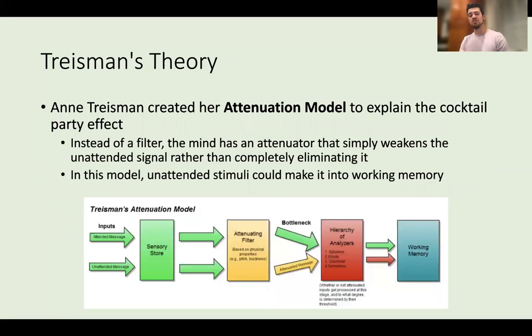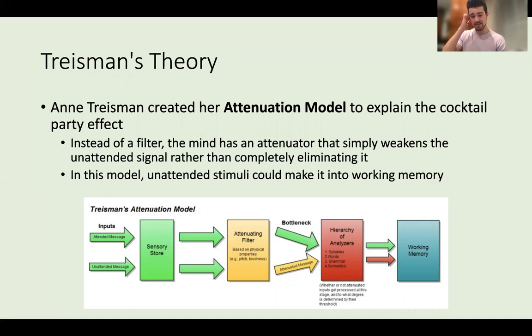So Treisman decided to create a model to try to explain the cocktail party effect, or how any information from that unattended channel is getting through. Instead of a filter, like Broadbent said, she believed the mind has an attenuator that simply weakens the unattended signal rather than completely eliminating it. So right over here, with this attenuating filter instead of a regular filter, the bottleneck can actually let multiple inputs through. Some might be weaker than others based on where we were focusing our attention. The channel that we're focusing our attention on is going to have a much easier time getting through the attenuator. But in this model, unattended stimuli could make it into working memory.